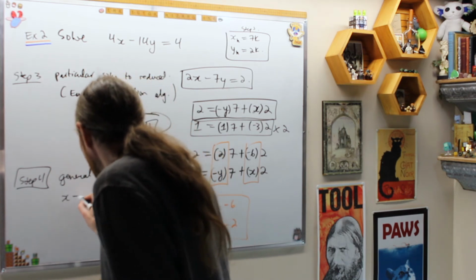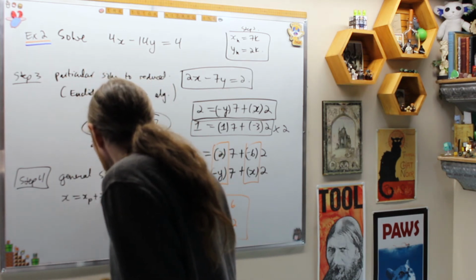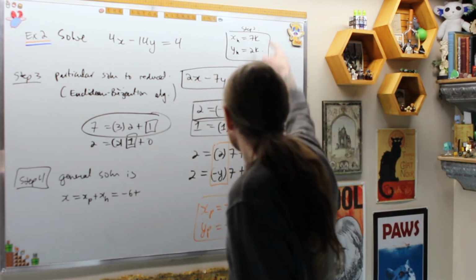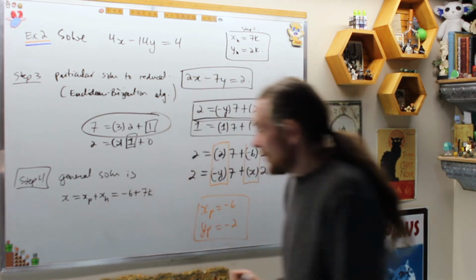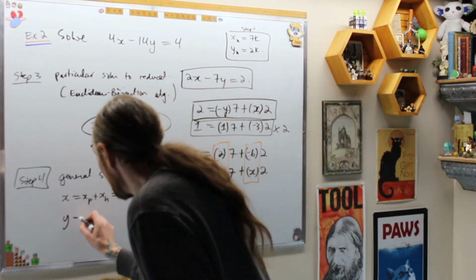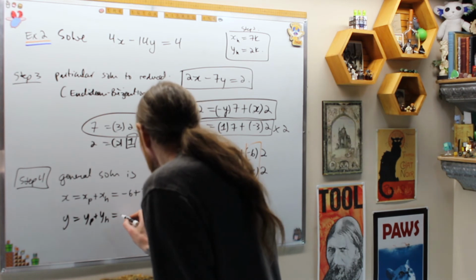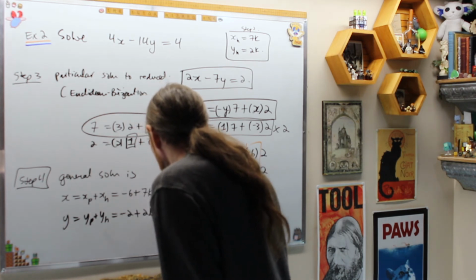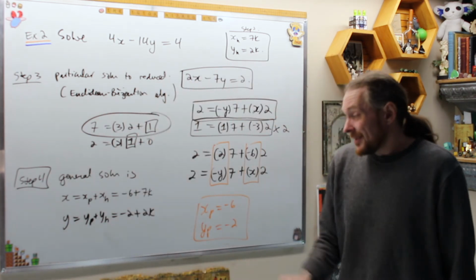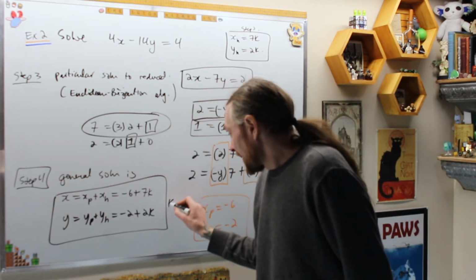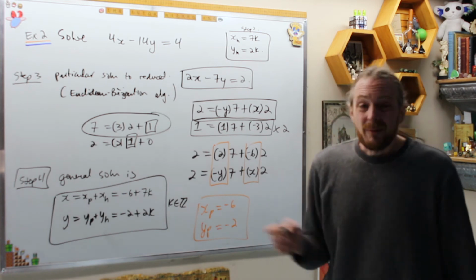is x equals x particular plus x homogeneous, which in this case is negative 6 plus 7k, and y is equal to y particular plus y homogeneous, which is negative 2 plus 2k. This is the solution. This is the infinitely many solutions where k is any integer. How do I find them?